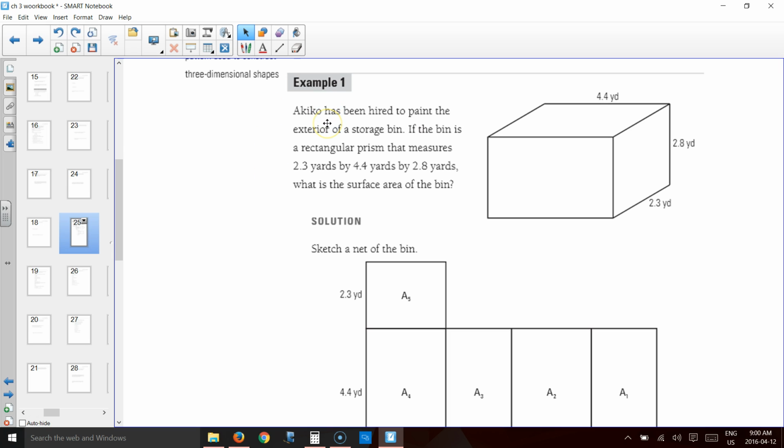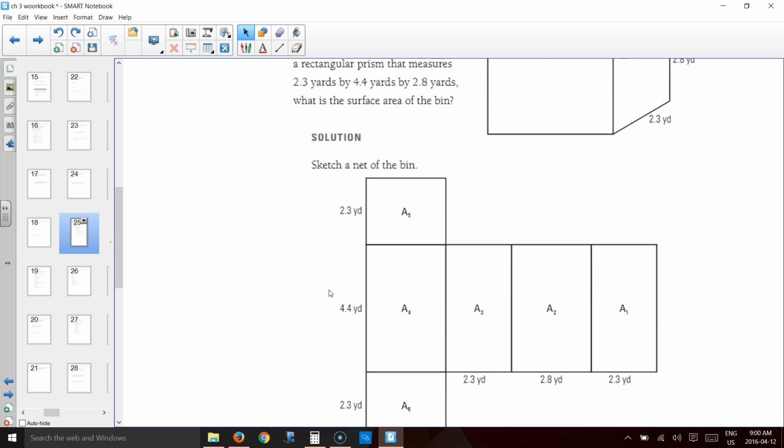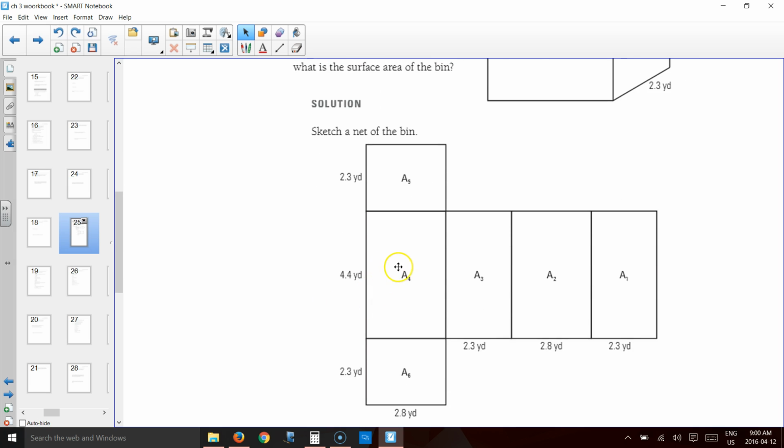First, let's take a look at the question. Akiko has been hired to paint the exterior of a storage bin. If the bin is a rectangular prism that measures 2.3 yards by 4.4 yards by 2.8 yards, what is the surface area of the bin? So in this first solution, they've flattened it so that we can visualize all of the sides.